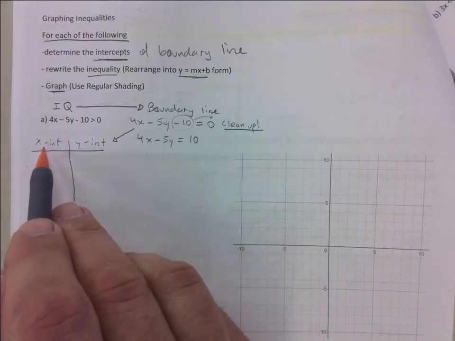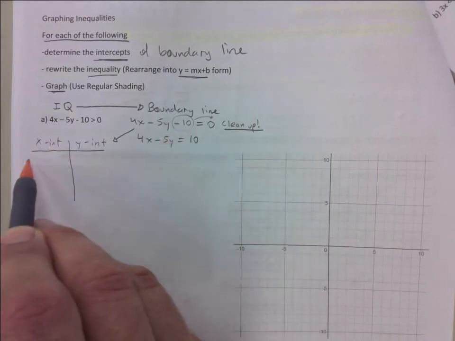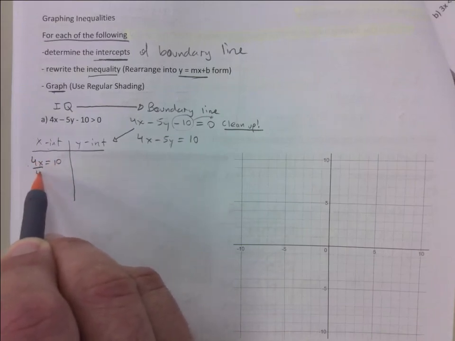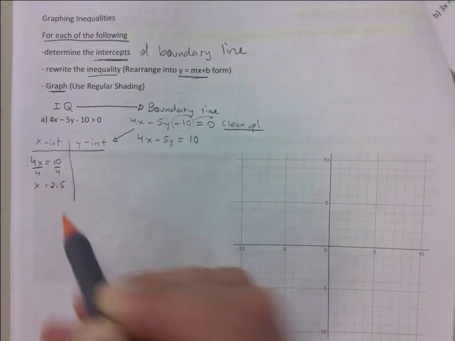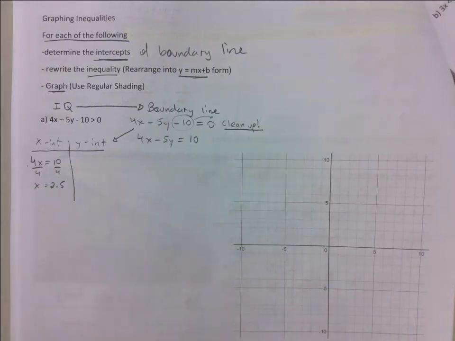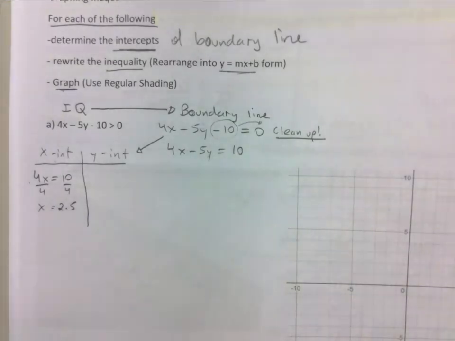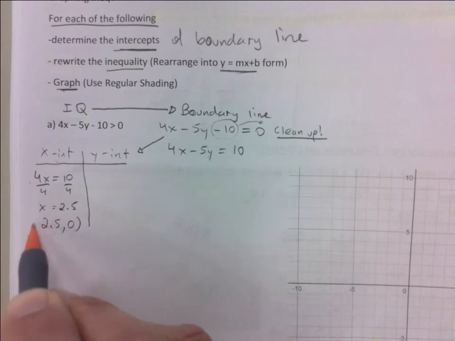When you're finding the x-intercept, we know that y is equal to 0, right? So really, this is just 4x is equal to 10. Divide both sides by 4. X is equal to 2.5. Okay, I read your mind. 2.5, 0 is the x-intercept.